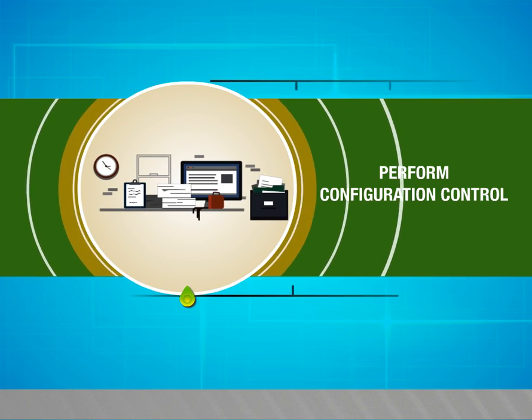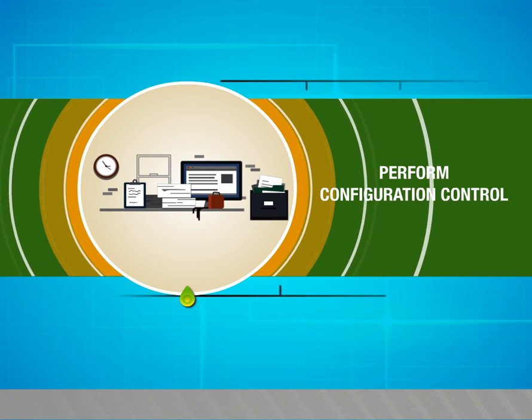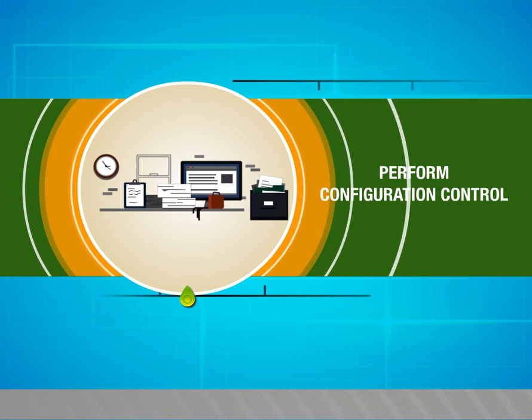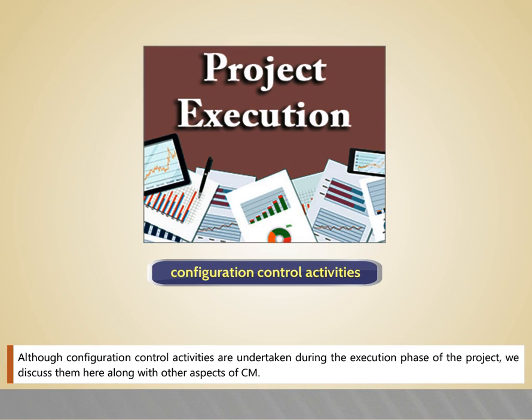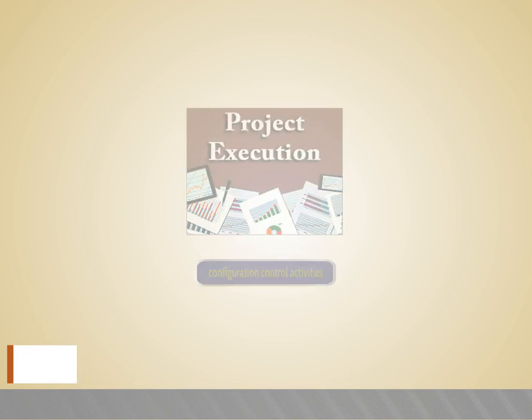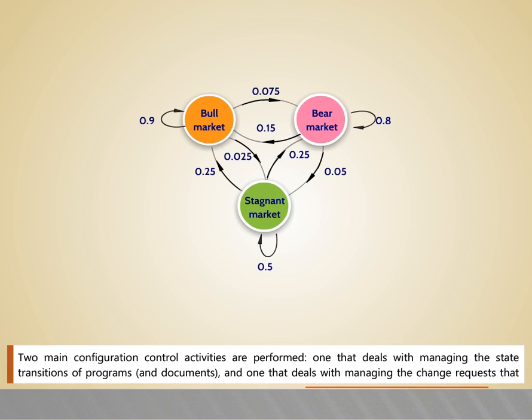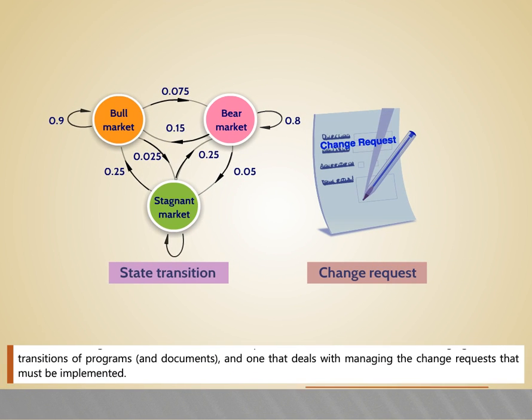Perform configuration control. In this video, we are going to see about perform configuration control. Although configuration control activities are undertaken during the execution phase of the project, we discuss them here along with other aspects of CM. Two main configuration control activities are performed, one that deals with managing the state transitions of programs and documents, and one that deals with managing the change requests that must be implemented.